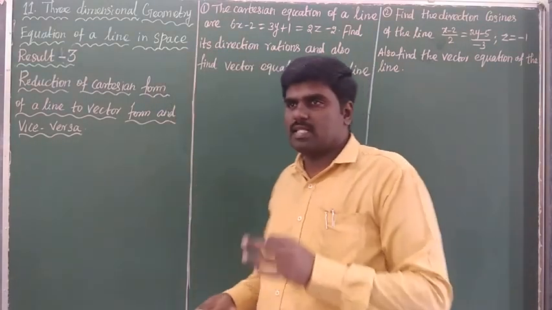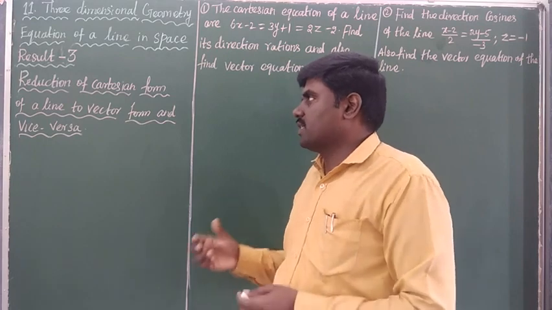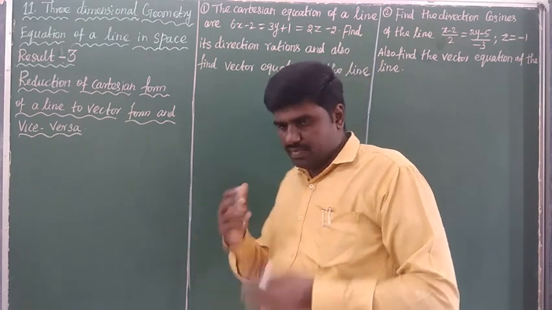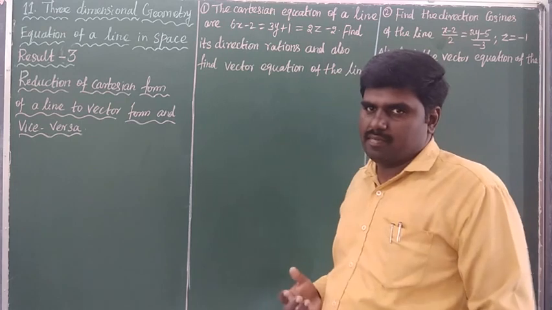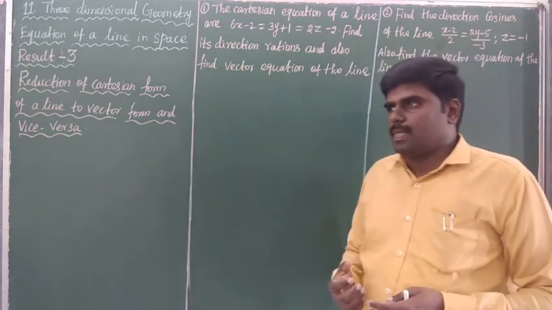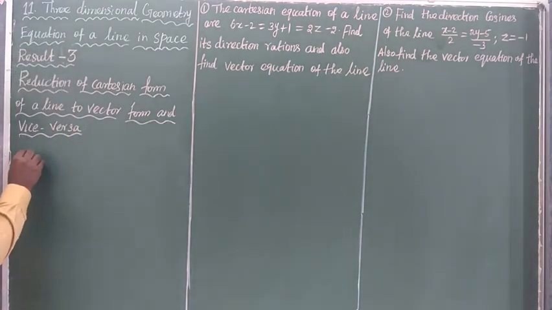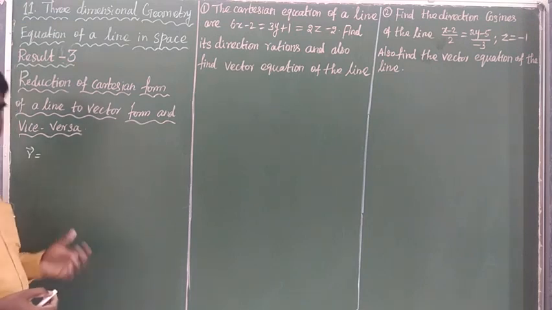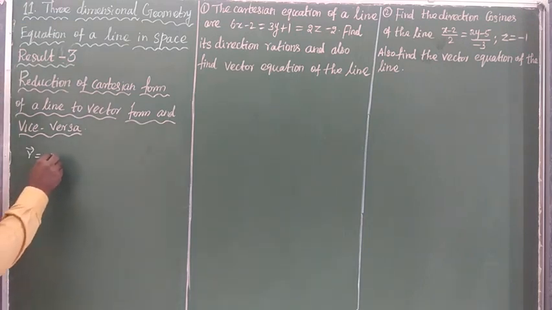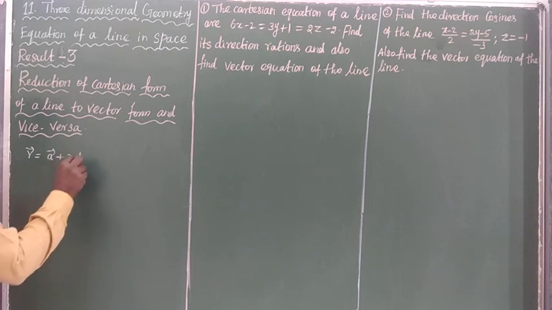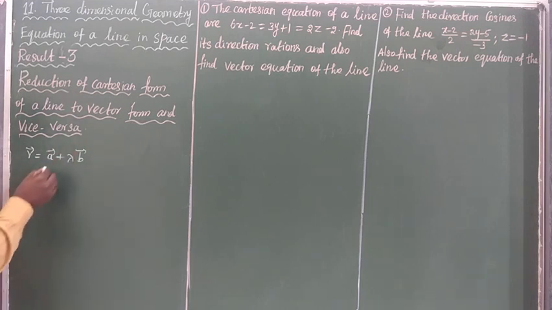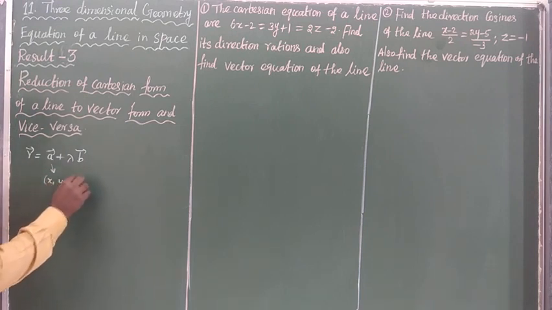See the question, the result 3: the reduction of Cartesian form to vector form and vector form to Cartesian form. This is the main topic. We want to give one example. Given r vector, what's the equation of a straight line passing through one point and parallel to a vector? r vector is equal to a vector plus lambda b vector. Is that clear? Here, what's the meaning of a vector? A vector is one point. Here I will choose x1, y1, z1.